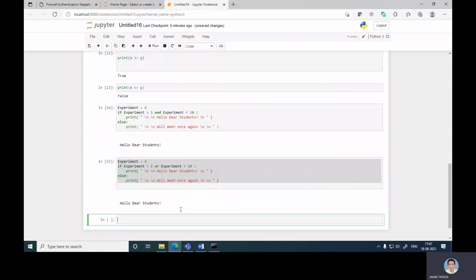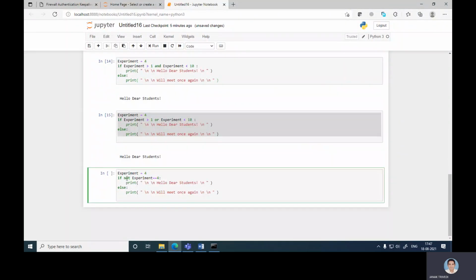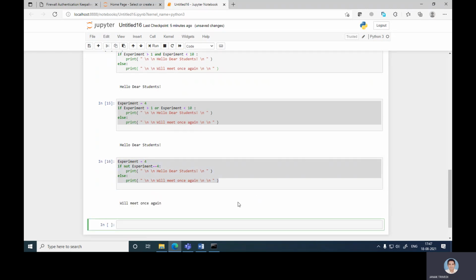Now third is the not condition. If not experiment equal to 4, that means if this is not true, then it is true. So in this case experiment is already 4, so this is not a true condition. So it will print we will meet once again. So let's check. Okay, so we will meet once again. So that is from this particular practical to study about arithmetic, comparison and logical operators.